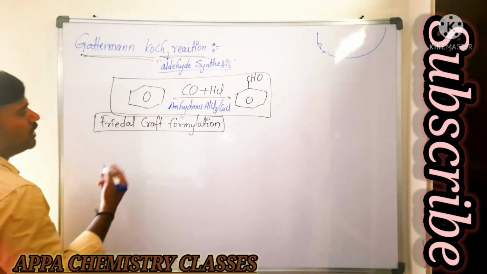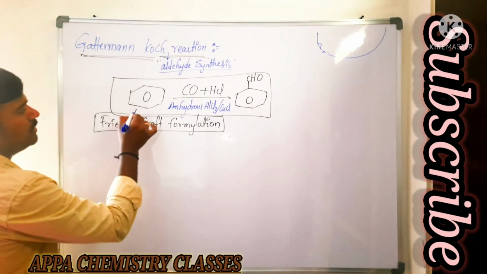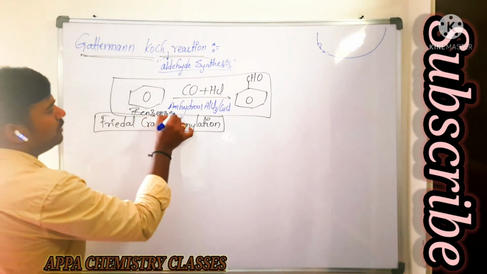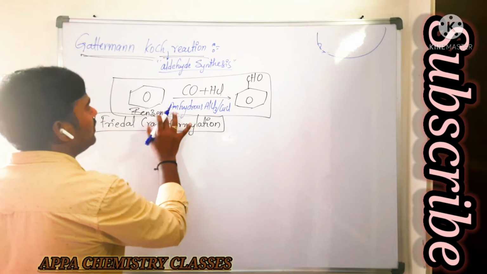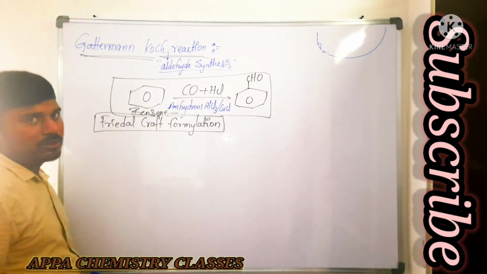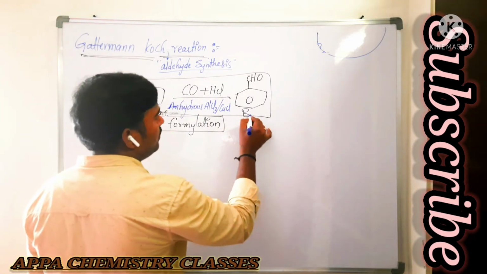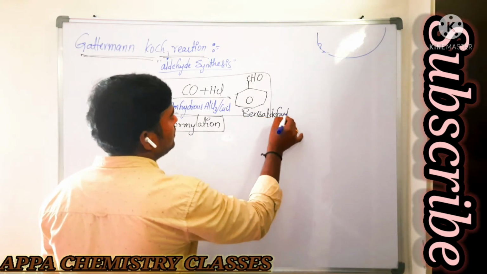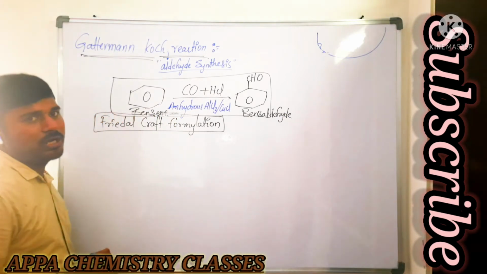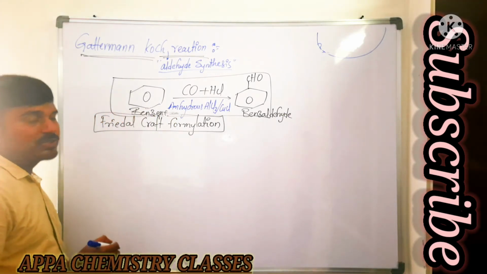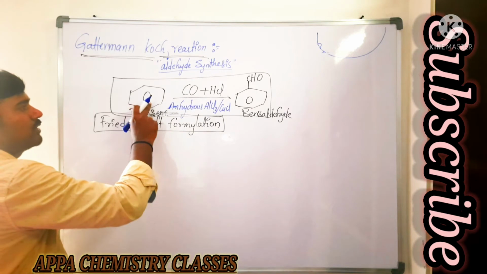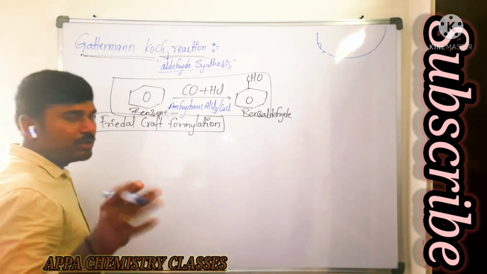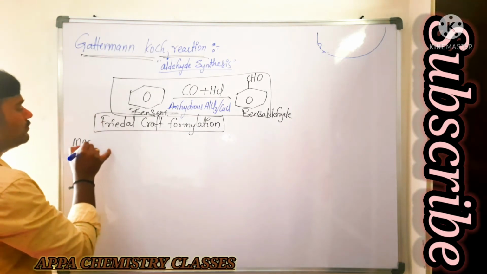Now what is happening in the Gattermann-Koch reaction here? Benzene reacts with carbon monoxide and hydrogen chloride and forms the benzaldehyde, in presence of anhydrous aluminium chloride or in presence of cuprous chloride. The benzene is converted to benzene carbaldehyde or benzaldehyde. Now we will see the mechanism here.